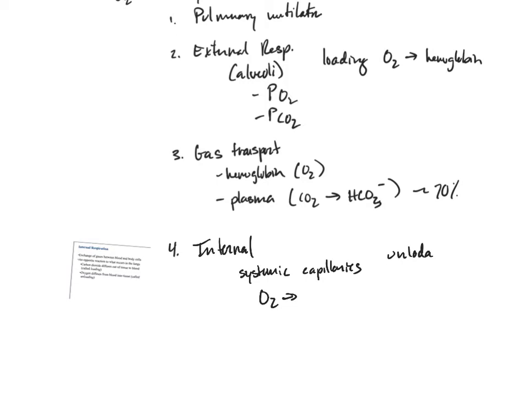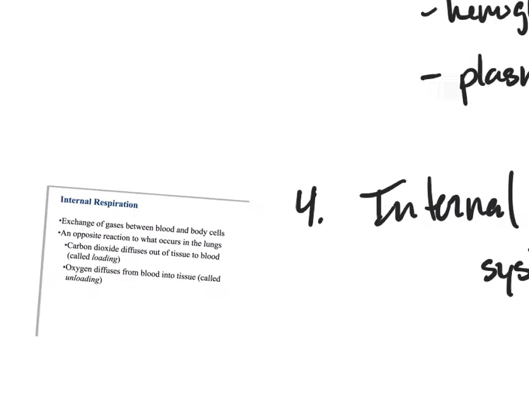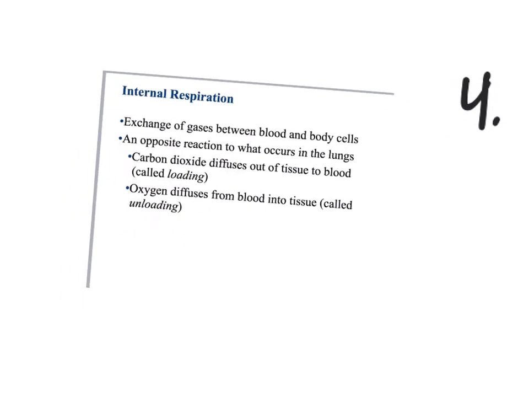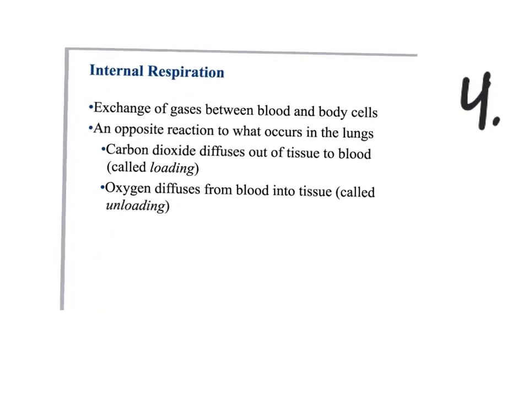Unloading of O2 from hemoglobin, right? So from HbO2, oxyhemoglobin, to tissues. And at the same time, this is where the plasma is going to pick up CO2. All right, so this is really exchange of gases at body cells.